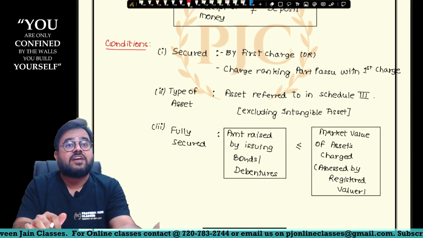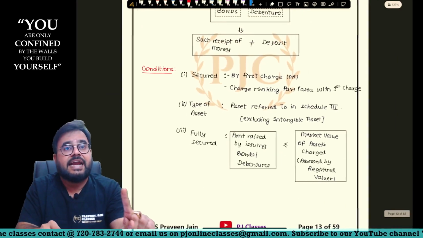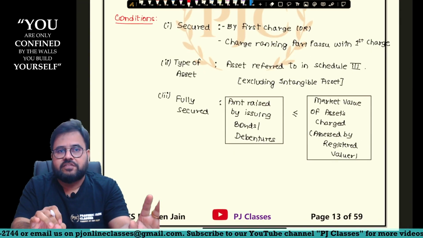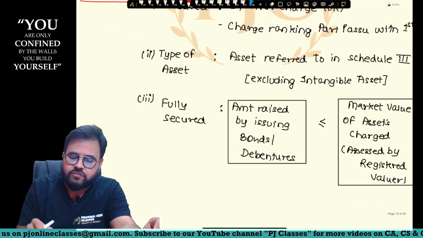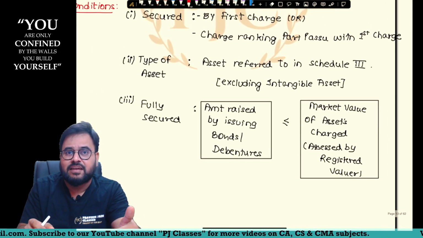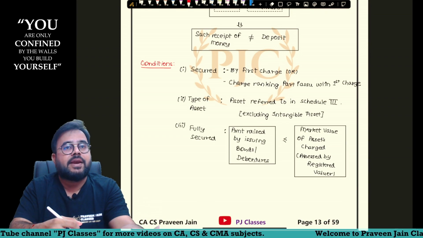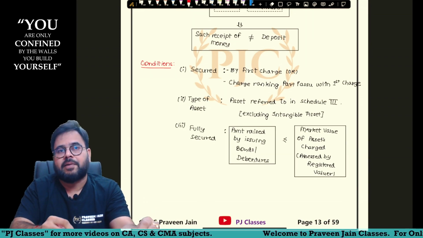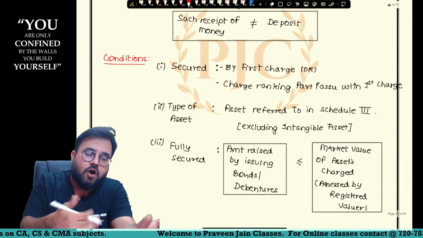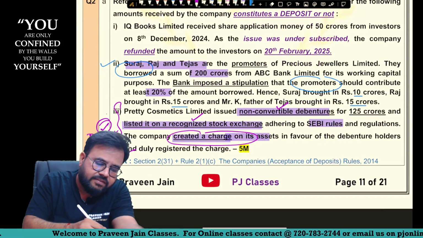Second, sir, on which assets does that security have to be created, sir? Those assets which are referred to in Schedule 3. In other words, intangible assets should not be there. Even this point is not written in the question, sir. And it should be fully secured. Fully secured means the amount raised by issuing bonds or debentures should be less than or equivalent to the market value of the assets charged, as assessed by the registered valuer, sir. So if all these three conditions are fulfilled, then whatever loan the company is accepting by issuing secured debentures will not be treated as a deposit, sir. But in this case, the information on all these three conditions is not given, sir. So that's the reason I will say this amount is a deposit, sir.